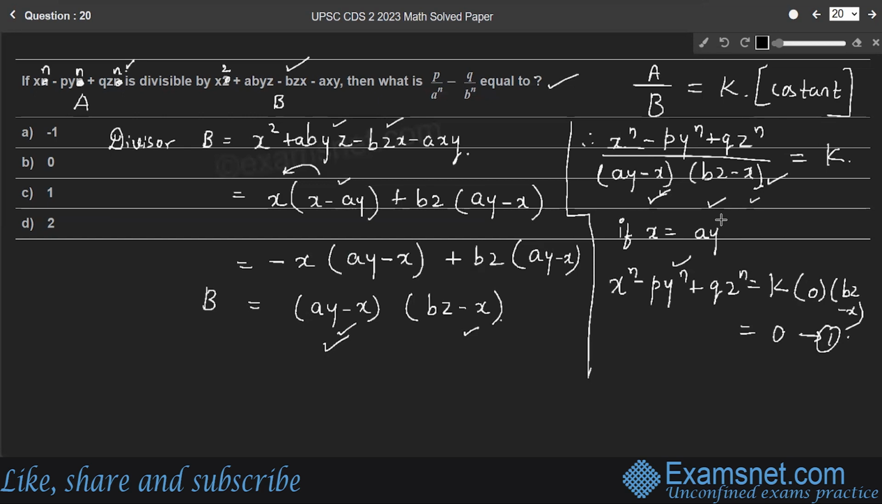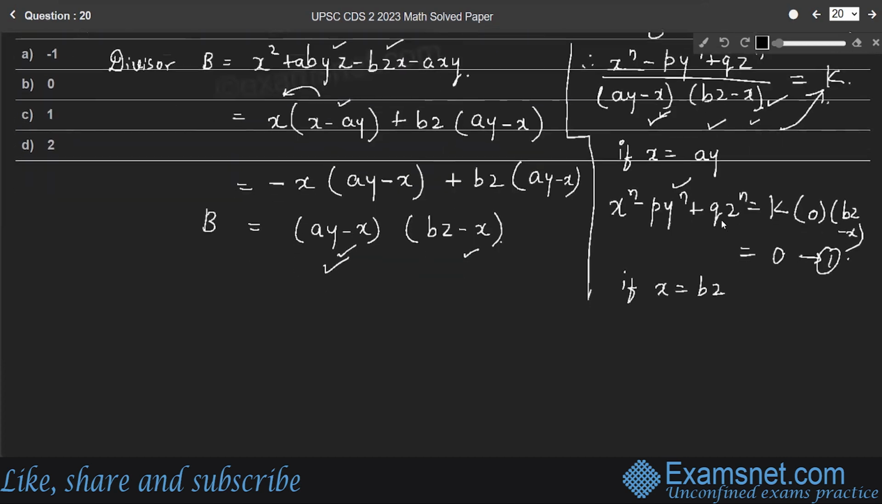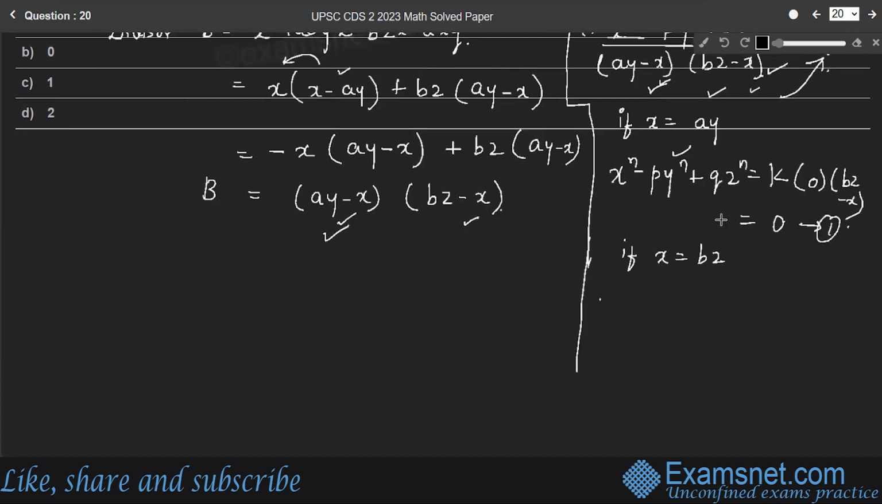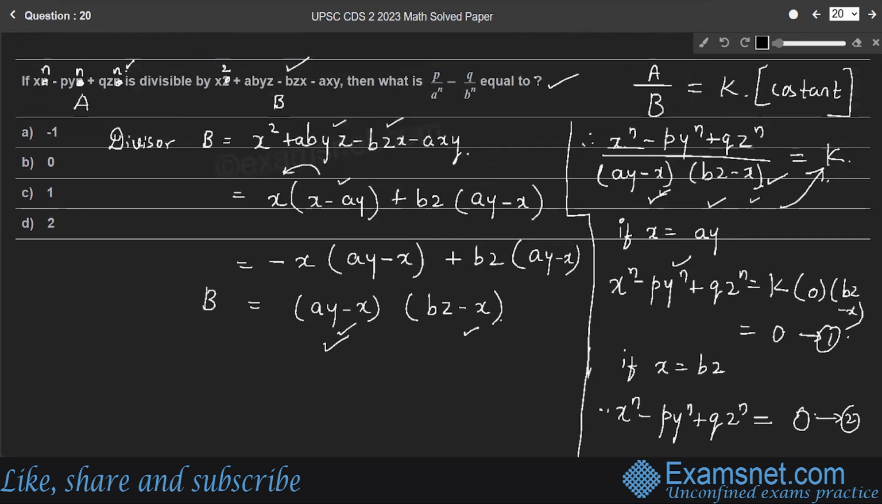Here, if x is equal to bz, so the denominator becomes 0. Take this to the LHS, right hand side, RHS part, it becomes 0. Therefore, x raised to n minus py raised to n plus qz raised to n also becomes 0 if x is equal to bz. Consider this as equation 2, right? From equation 1 and 2, so we can conclude.